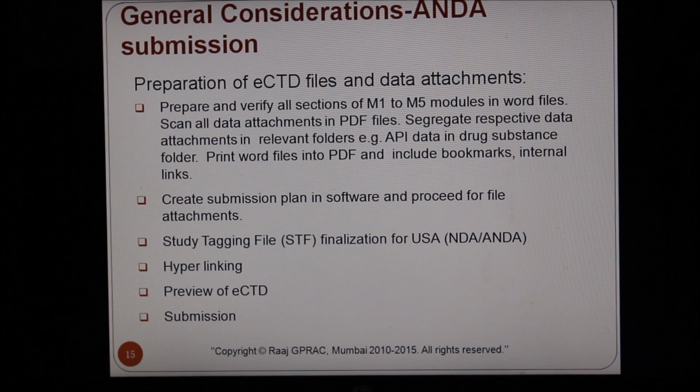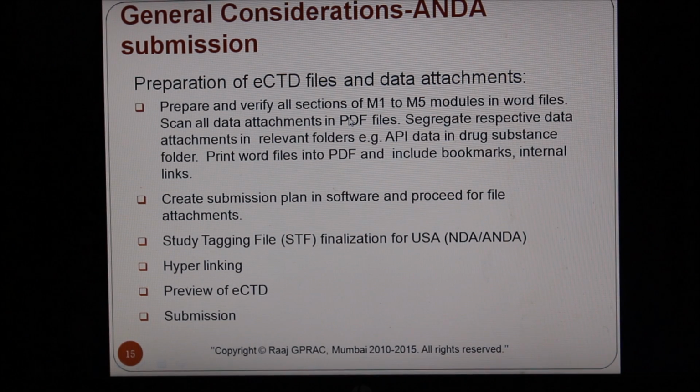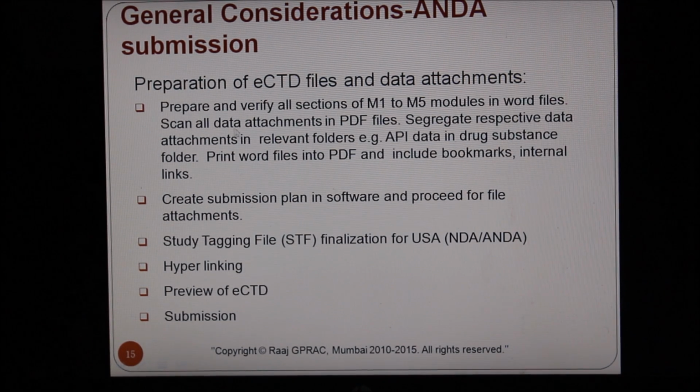So there are some general considerations about ANDA submission while preparing eCTD files and data attachments. First, you prepare and verify all sections of Module 1 to Module 5 in Word files. Scan all data attachments in PDF files. Segregate the respective data attachments in relevant folders. For example, API data of the drug substance goes under the S part, while drug product data goes under the P part under the CMC section. Accordingly, print the Word files into PDF and include bookmarks, internal links, hyperlinks or intralinks.